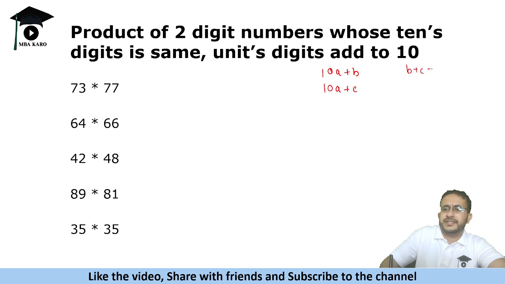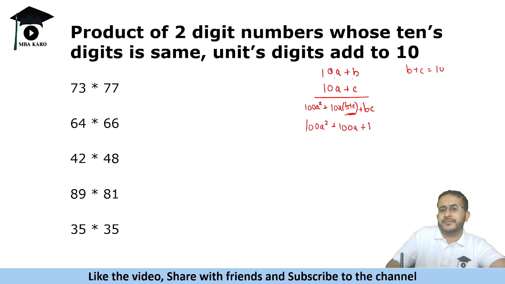We know that b plus c is 10. Okay, so let's understand the logic and then see the product. So it is b into c. Now it is 10ac plus 10bc, 10ab plus c, and it is 100a square. So basically now b plus c is 10. So it becomes 100a square plus 10 into 10a, 100a plus bc. Which basically becomes 100a(a plus 1) plus bc.